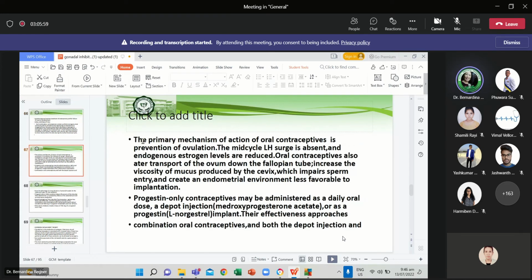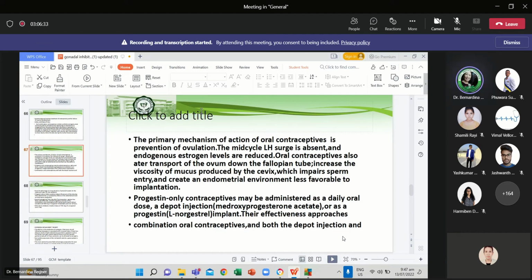Now, what is the primary mechanism of action of oral contraceptives? It is prevention of ovulation. Now, your mid-cycle LH surge is absent and endogenous estrogen levels will be reduced. Oral contraceptives can also alter the transport of the ovum down the fallopian tube. It will increase the viscosity of the mucus. I already gave you this, no? Produced by the cervix. This is your mechanism of action of the oral contraceptives, no?